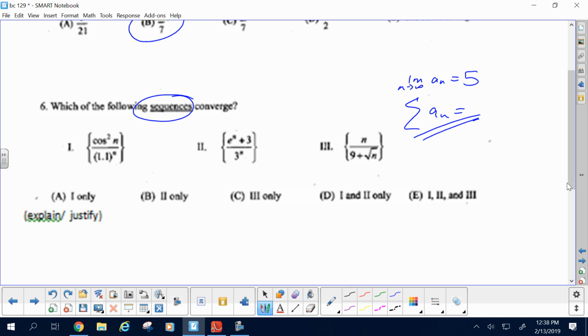So this question is just, do they have a limit? It doesn't have to be 0. What is the limit of the terms here? 0, so does that converge? Yes. What is the limit of the terms here? Which one's bigger, e to the n or 3 to the n? 3 to the n, so the denominator wins, and the limit is 0. It converges. And the last one, which wins, the numerator or the denominator? The numerator. The terms go infinite, so that diverges. The answer is D.